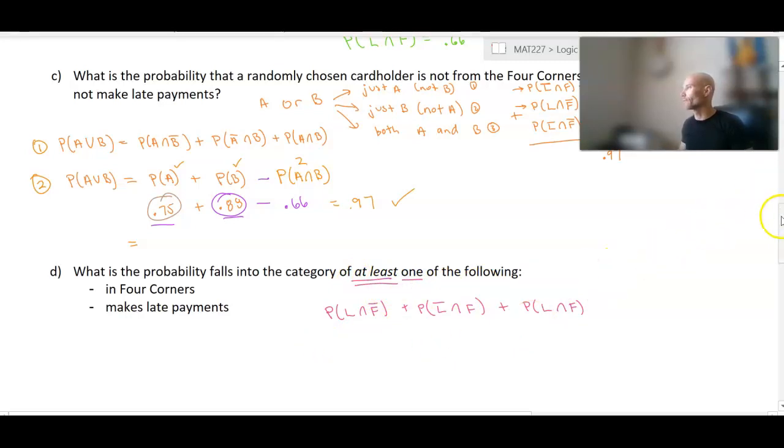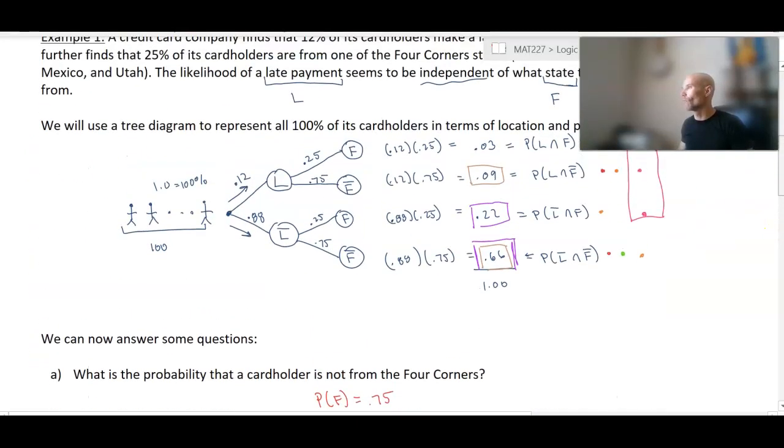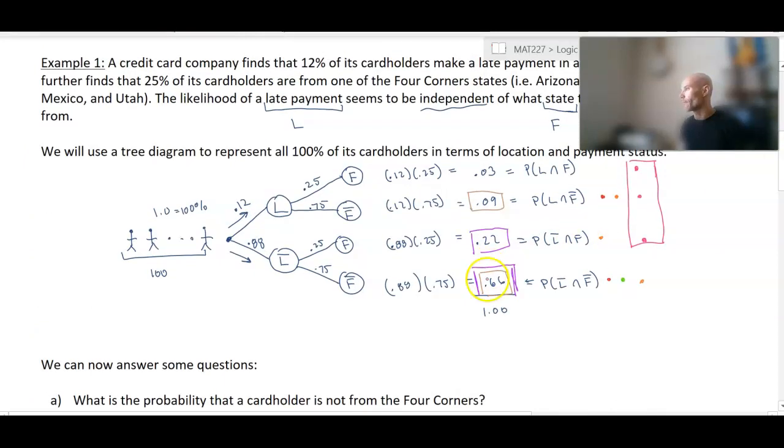Okay, let's add those together. That's going to be, well, wait a minute. That's just going to be everything but this 0.66. So these should add up to 0.34, which notice they do. 0.03 plus 0.09.